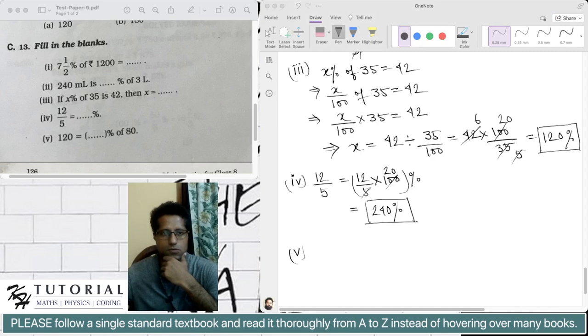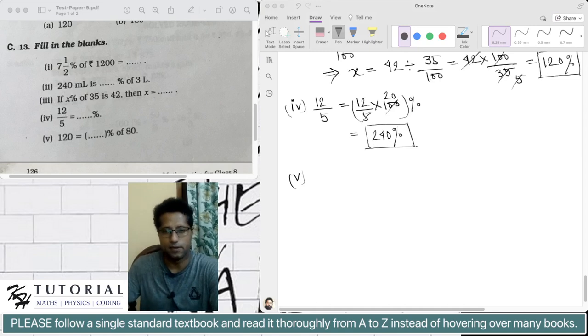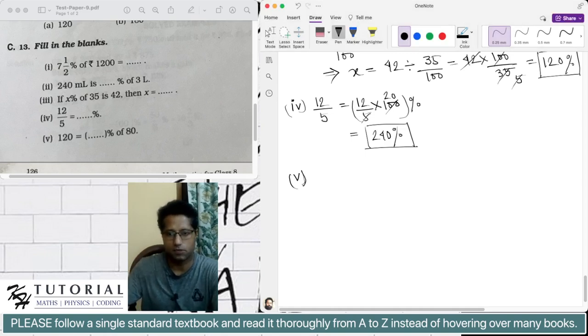Okay, let's do part 5. It is asking what percentage of 80 is 120. So the question is, what percentage of 80 is 120.